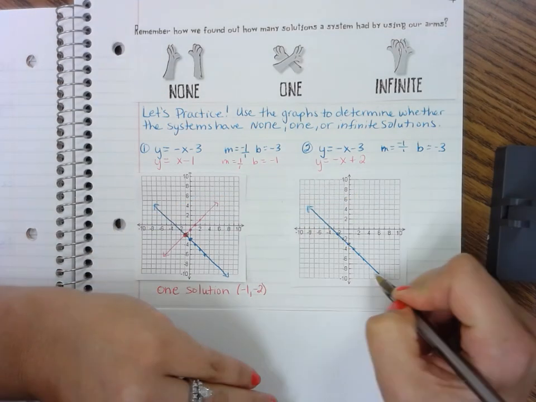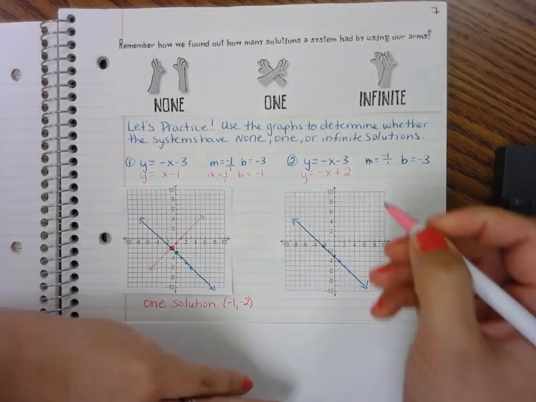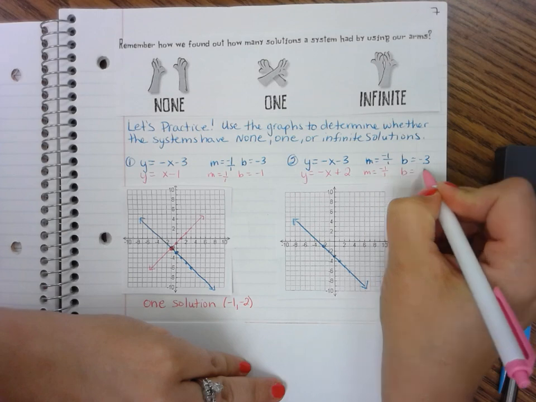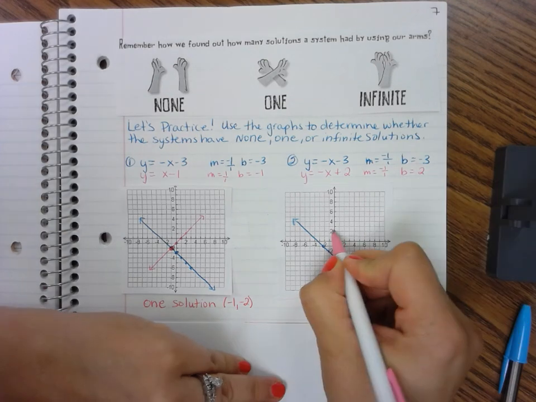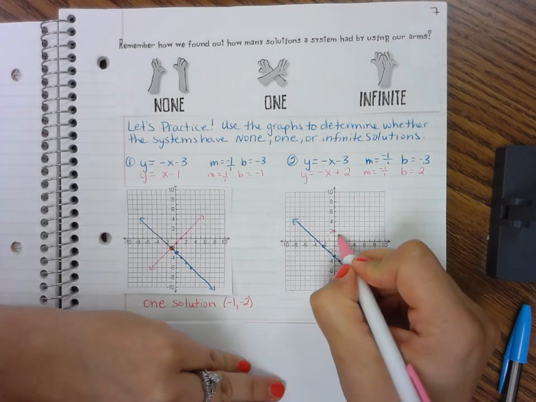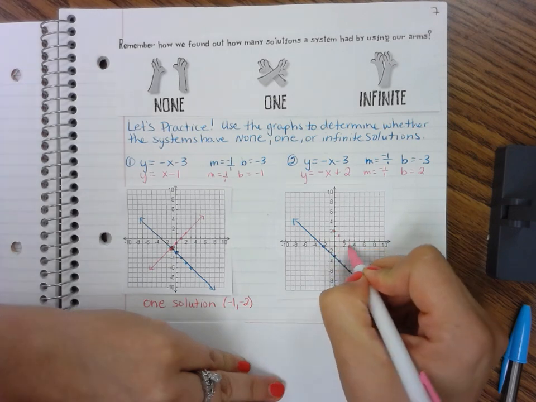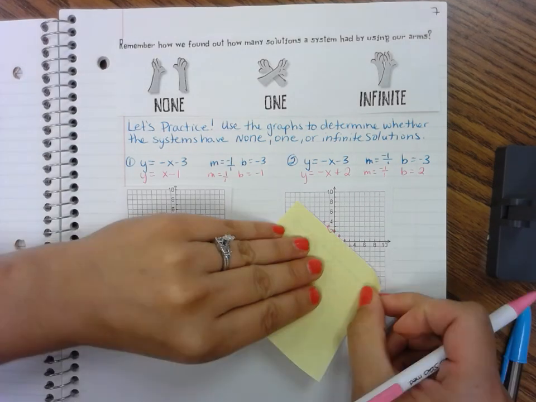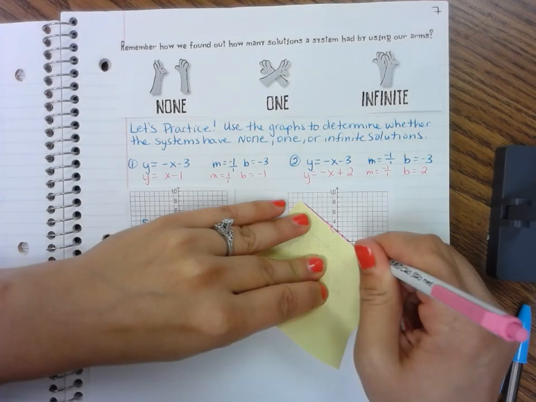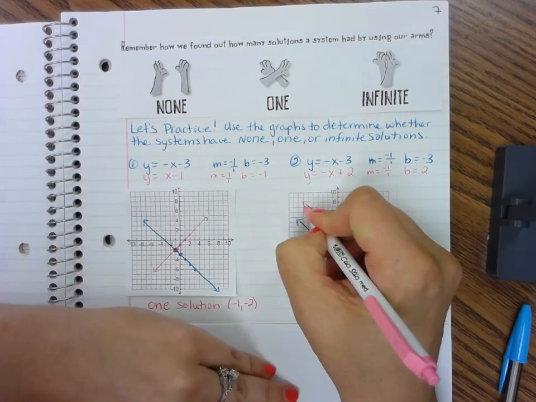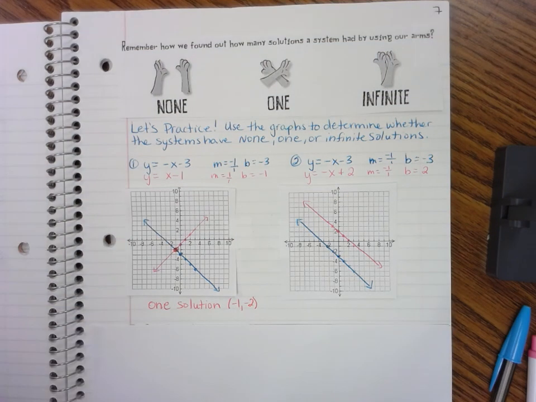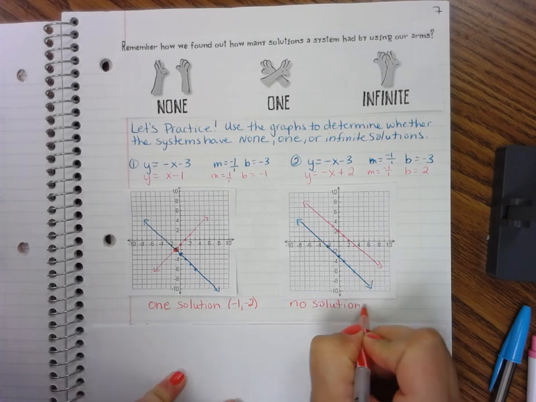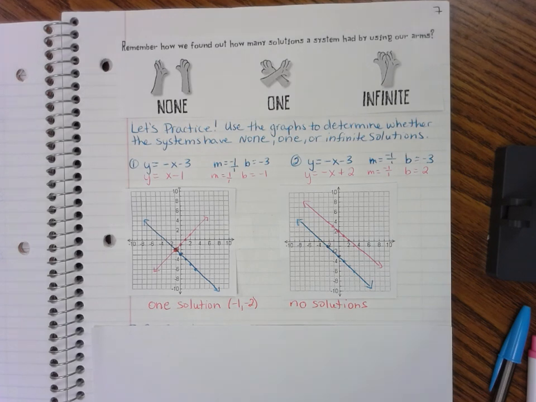And the next one, my slope is -1/1. My y-intercept is 2. So I'm going to come up to the +2. I'm going to come down 1, right 1, down 1, right 1. Interesting. It doesn't seem like these two lines are ever going to cross, and that's because there is no solution. These lines are parallel to one another. They are never going to cross and have any kind of point in contact.